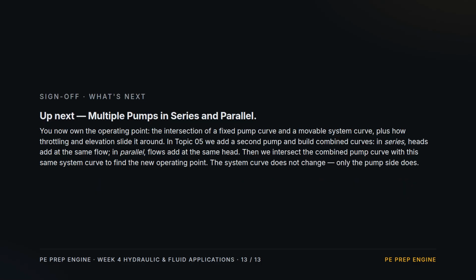You now own the operating point, the intersection of a fixed pump curve and a movable system curve, plus how throttling and elevation slide it around. In Topic 5, we add a second pump and build combined curves. In series, heads add at the same flow. In parallel, flows add at the same head. Then we intersect that combined curve with this same system curve.